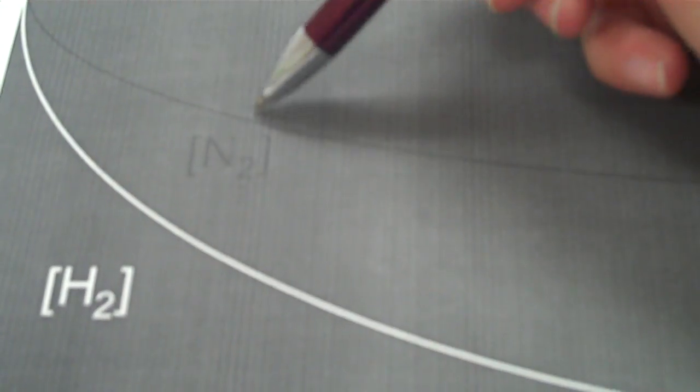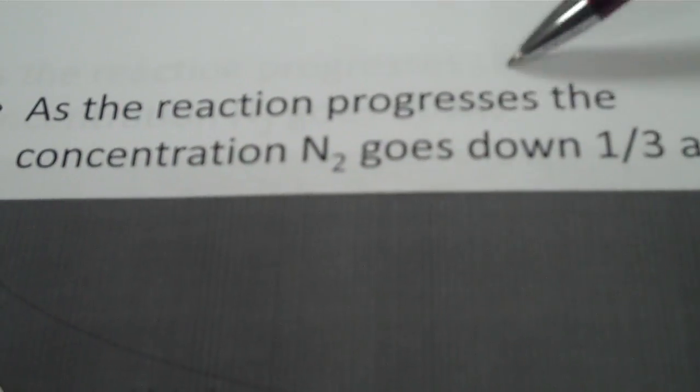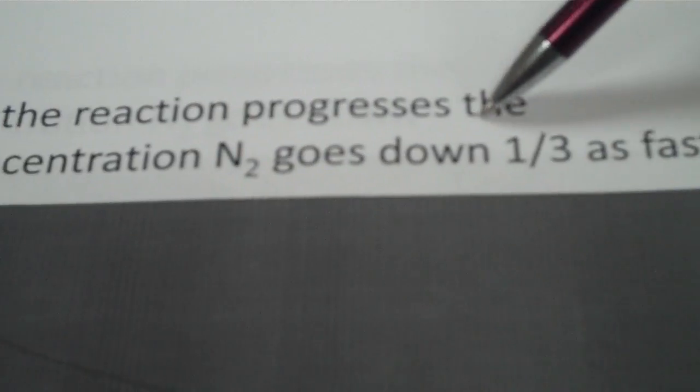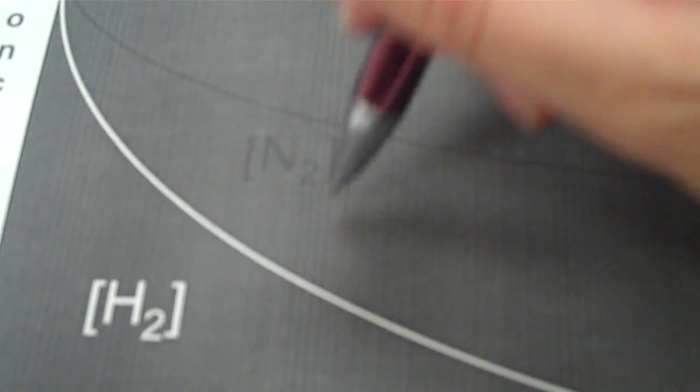Here is another slide. You have to look really closely, but there is N2. Our line slowly goes down for N2, not as steeply as it does for H2. It actually goes down 1/3 as fast. So as the reaction progresses, the concentration of N2 goes down 1/3 as fast. And if you remember our reaction, there were 3 H2 for every one of these. So that's why. Let's just go back.